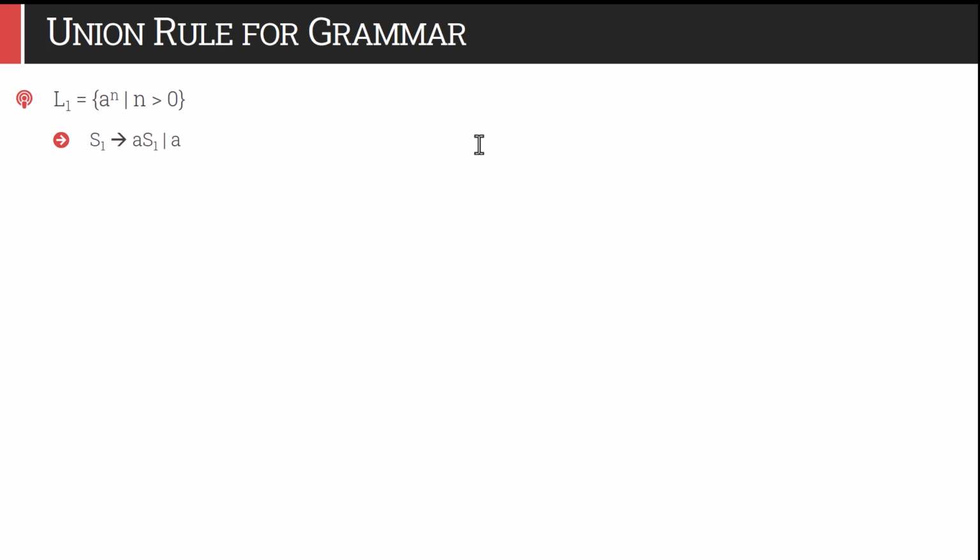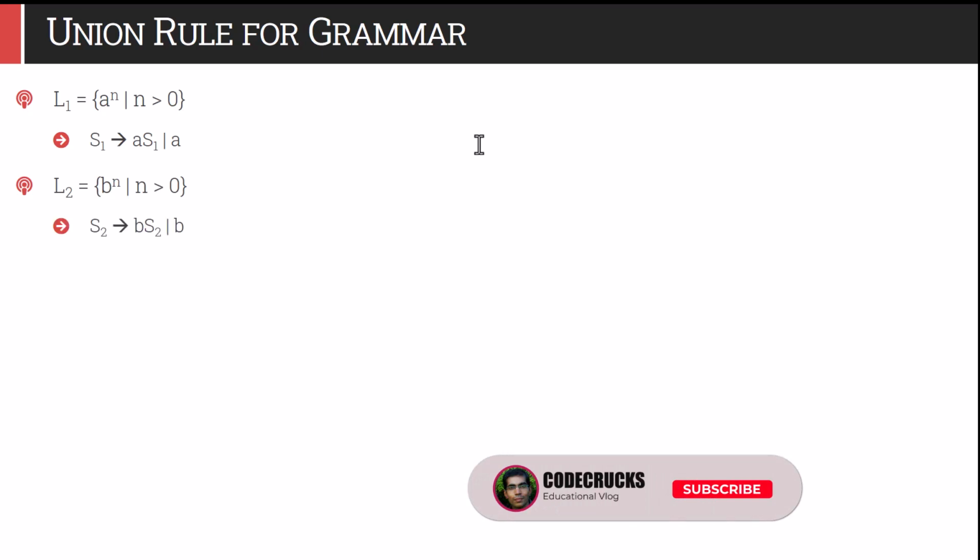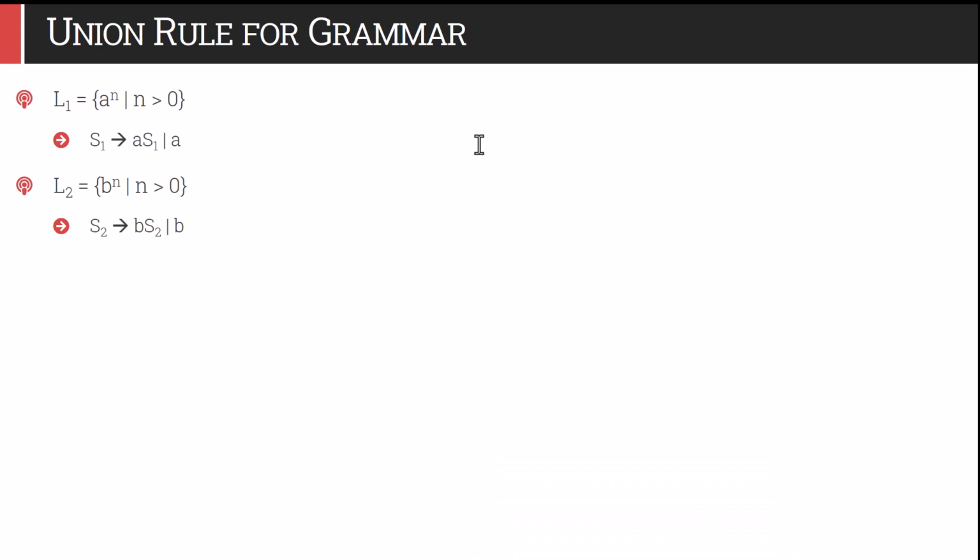Union rule for grammar. L1 is equal to A power n, n greater than 0. So for that, we can define the context-free grammar like this. S1 implies A S1 or A because n is greater than 0. If it were n greater than or equal to 0, then we could replace the A by epsilon. And L2 is equal to B power n, where n is greater than 0. So the production for that, we can write S2 gives B S2 or B. So we can generate B power n using this.